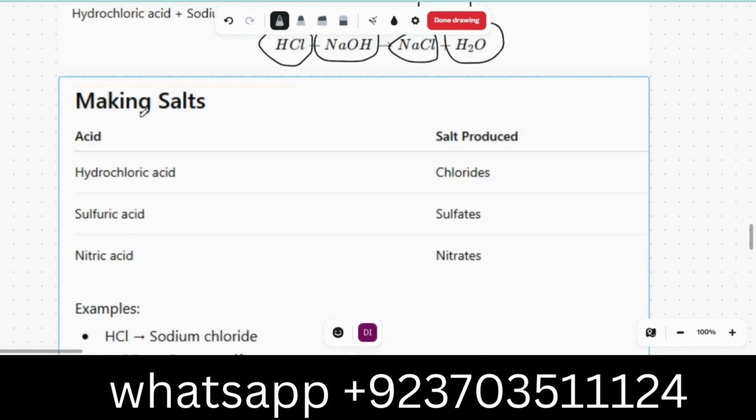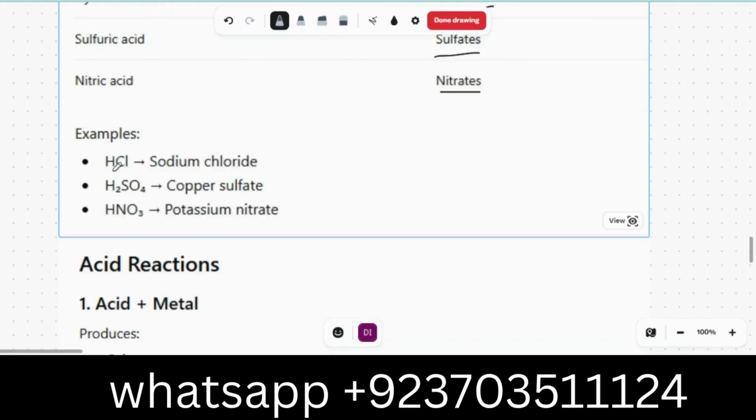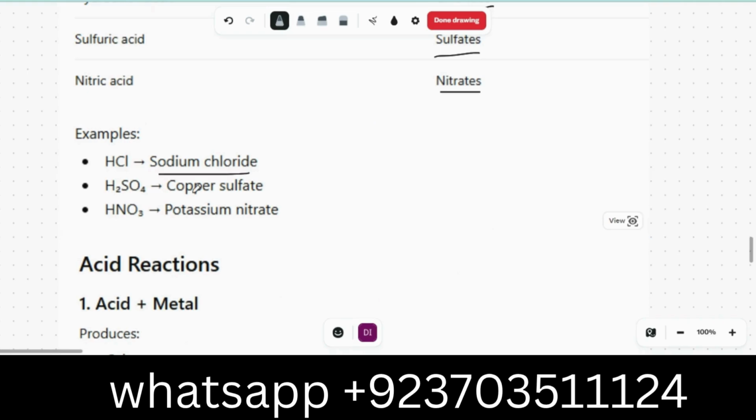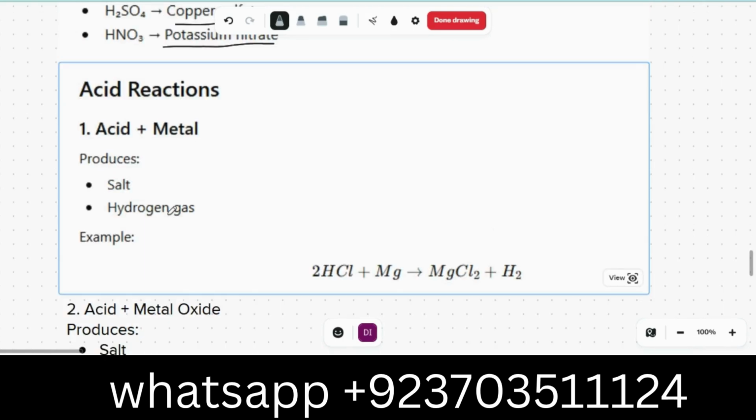Making salts. Hydrochloric acid is used to make chlorides, used for making toothpaste and things like that. Sulfuric acid is for sulfates, with a lot of uses. Nitric acid is for nitrates, which are used in fertilizers. For example, HCl gives us sodium chloride, H2SO4 gave us copper sulfate, and HNO3 gave us potassium nitrate. Acid reacts with metal, gives us what? Salt plus hydrogen gas. Please remember these reactions.